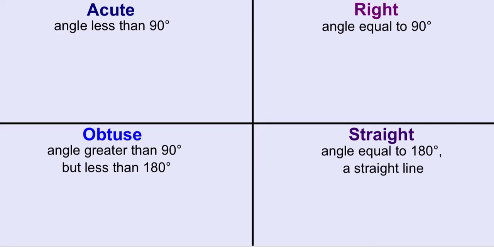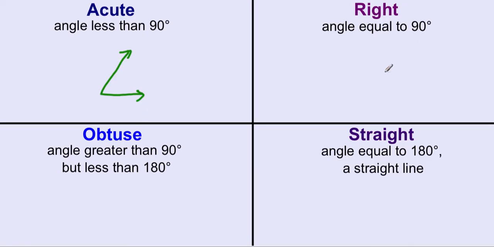Now, a quick review. This should be something you remember from elementary school when you've talked about angles, but we're going to review them real quick, so get your definitions in there. An acute angle is an angle that's less than 90 degrees. So I think of them as cute little angles. They're less than 90 degrees.